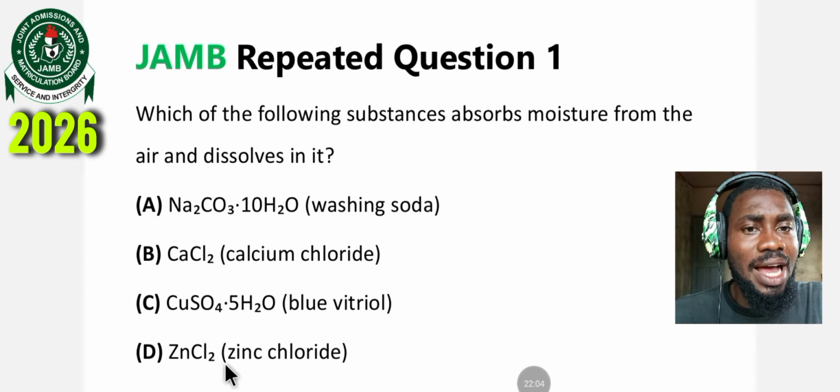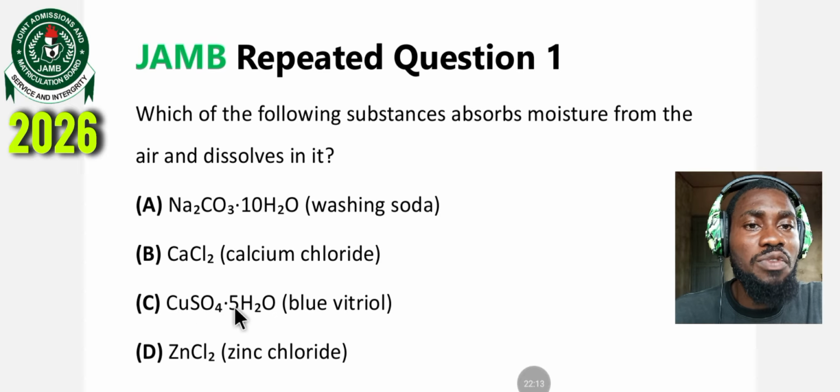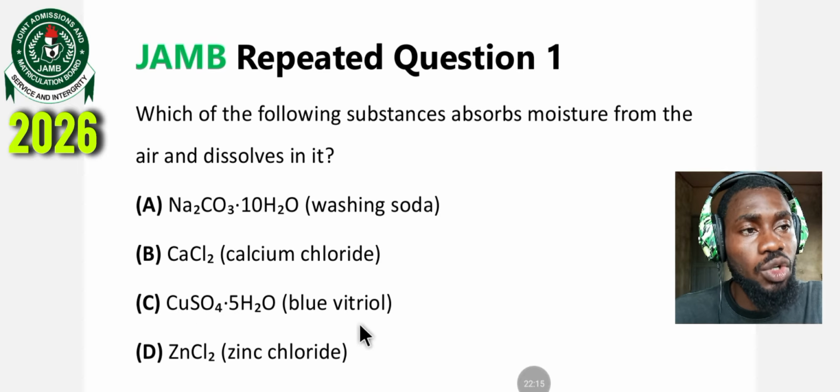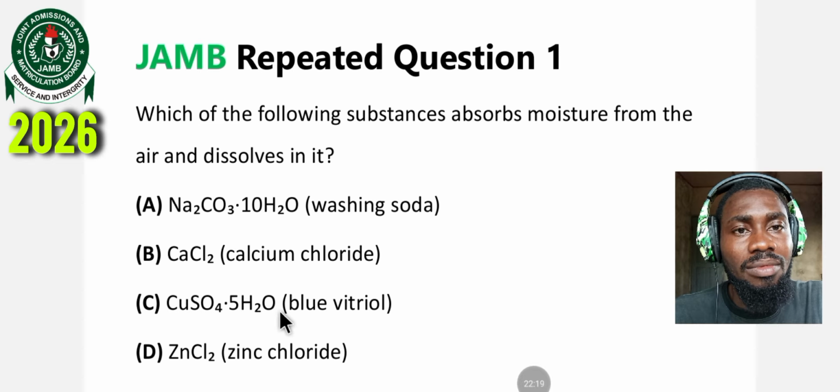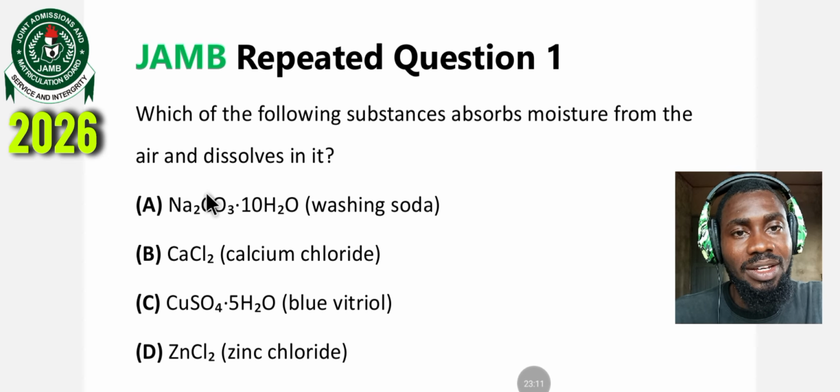You answered right. D is not the answer. Zinc chloride is not the answer. Zinc chloride is a hygroscopic substance. C, which is copper(II) tetraoxosulfate(VI) pentahydrate, which is the blue vitriol, is not the answer. A is not the answer because sodium trioxocarbonate(IV) decahydrate, washing soda, does not absorb moisture from the air. It's an efflorescent substance. It loses water to the air.